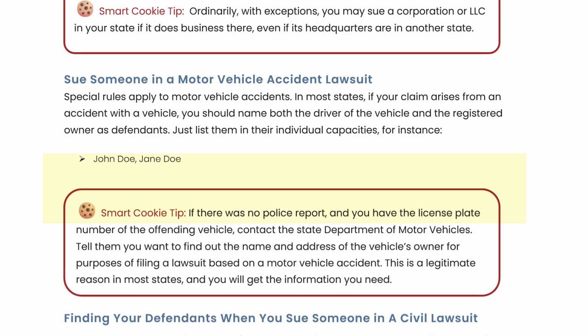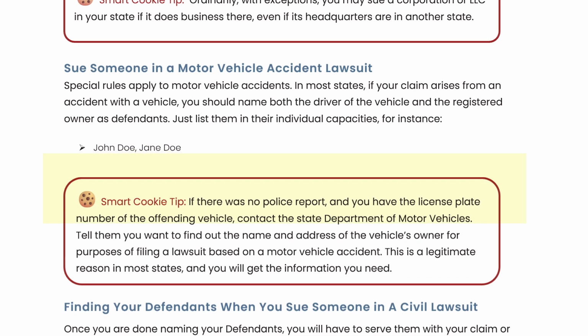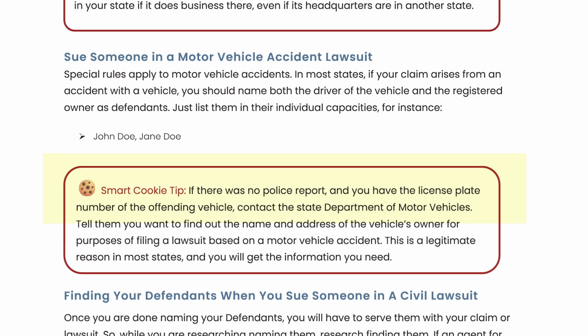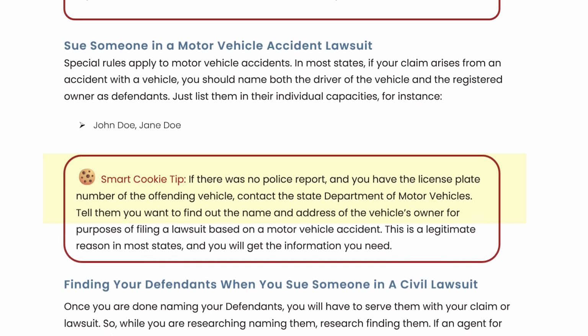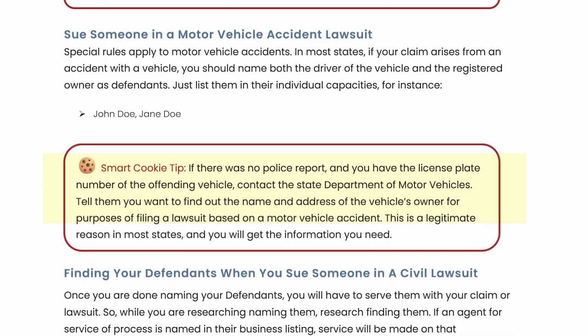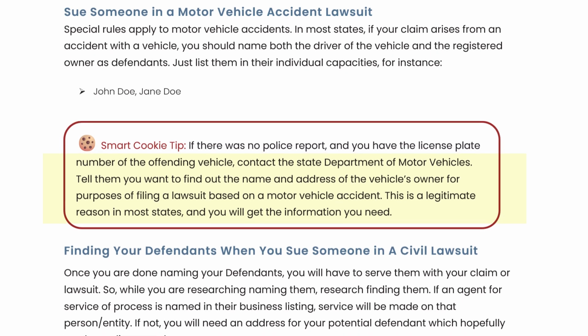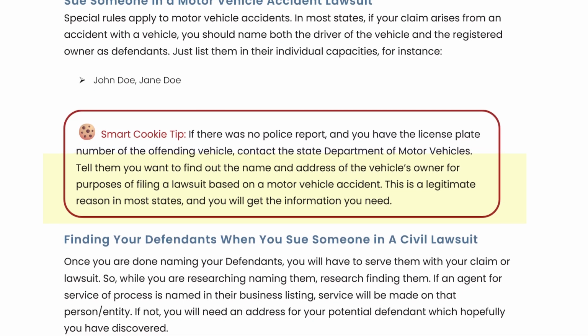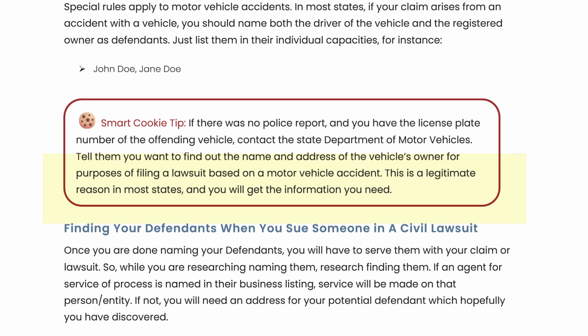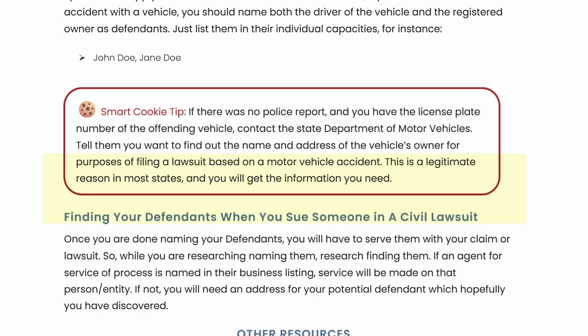Smart cookie tip. If there was no police report, and you have the license plate number of the offending vehicle, contact the State Department of Motor Vehicles. Tell them you want to find out the name and address of the vehicle's owner for purposes of filing a lawsuit based on a motor vehicle accident. This is a legitimate reason in most states, and you will get the information you need.